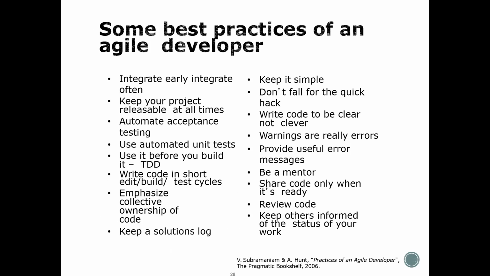So these are best practices for an agile developer. For example: integrate early, integrate often, keep your project releasable at all times, automate acceptance testing, use automated unit tests, write code in short, emphasize collective ownership of code, keep a solution log, keep it simple, don't fall for the quick hack, write code to be clear, not clever. Warnings are really errors, provide useful error messages, be a mentor, share code only when it's ready, review code, keep others informed of the status of your work.